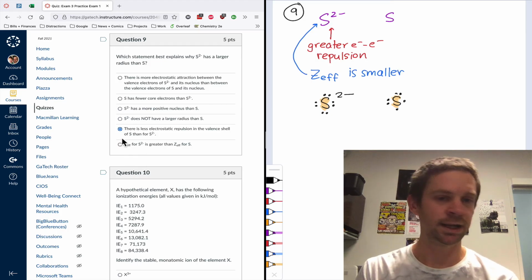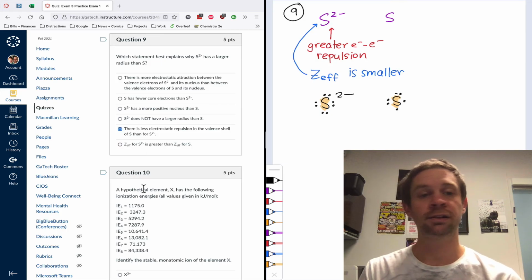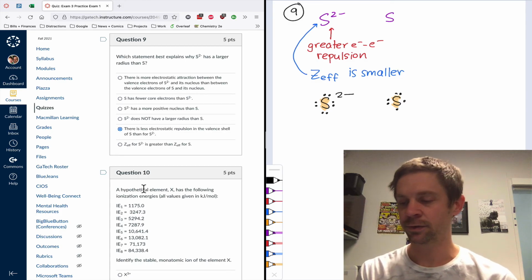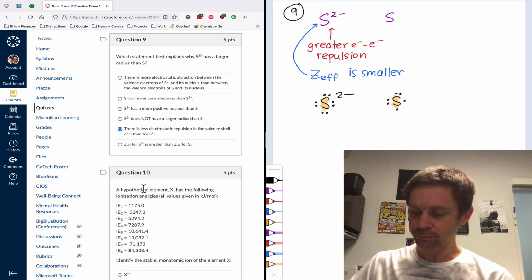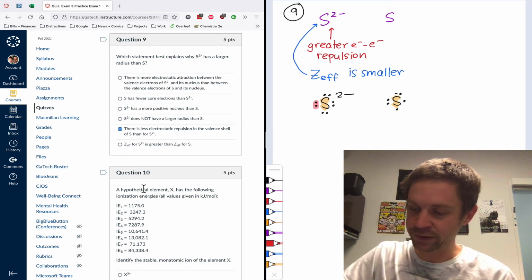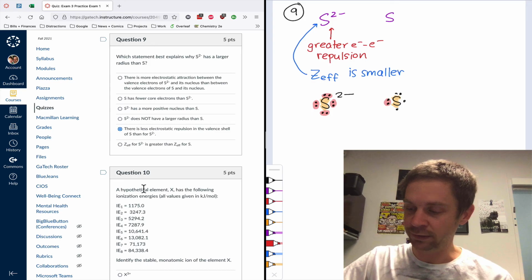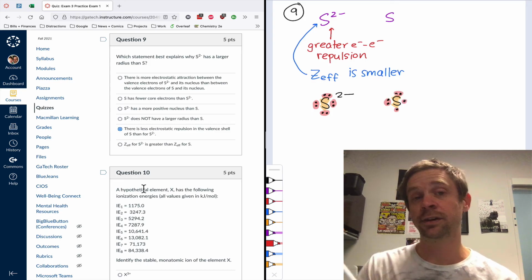And so, by default, the correct answer here is that there's less electrostatic repulsion in the valence shell of S than there is for S2-. And again, you can almost see it in the Lewis symbol, right? The electrostatic repulsion associated with these 8 electrons in the valence shell of the S2- anion is going to be greater than the electrostatic repulsion among the 6 valence electrons in a neutral sulfur atom.